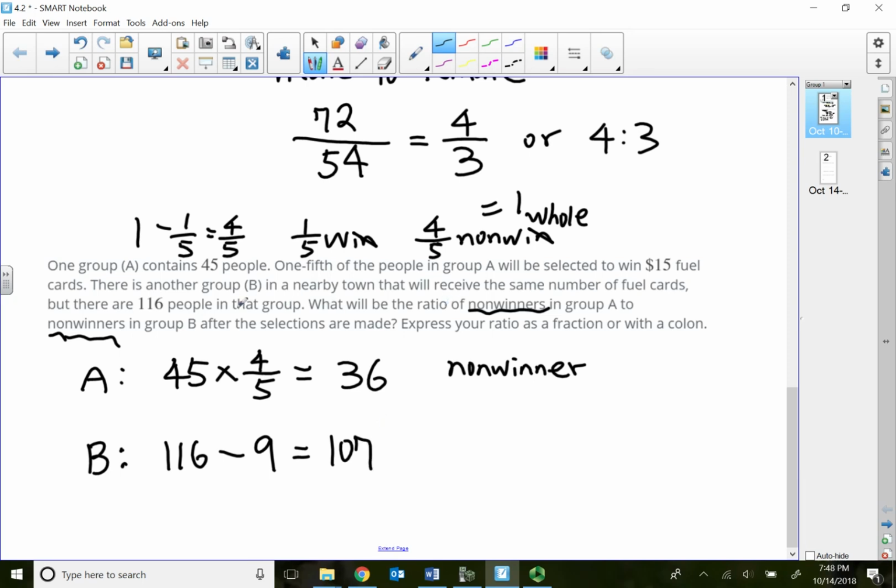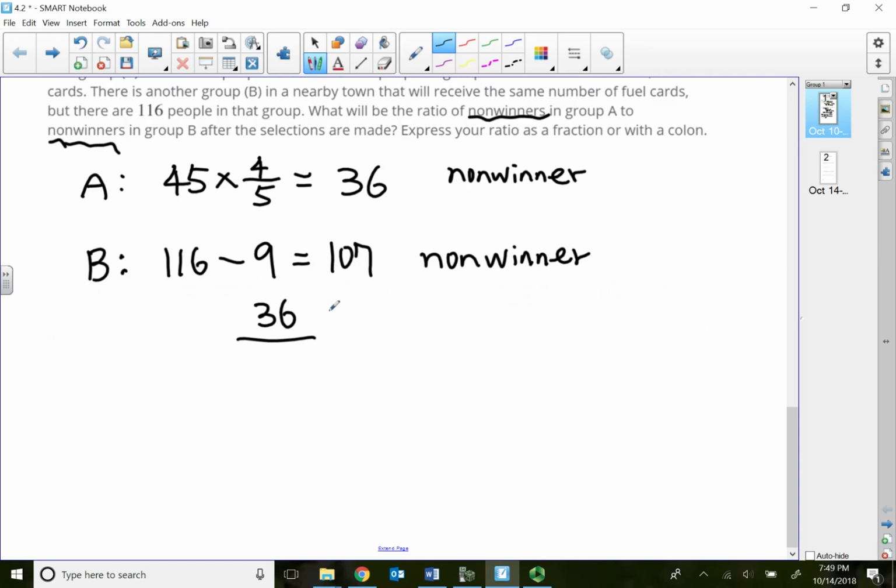So the group B in the nearby town will receive the same number of fuel cards as compared to group A. Only 9 people win from group A, so group B will also get 9 winners. If I subtract that from 116, that tells me how many non-winners come from group B. So now I can do my comparison. The ratio of non-winners of group A, which is 36, as compared to the non-winners in group B, 107.